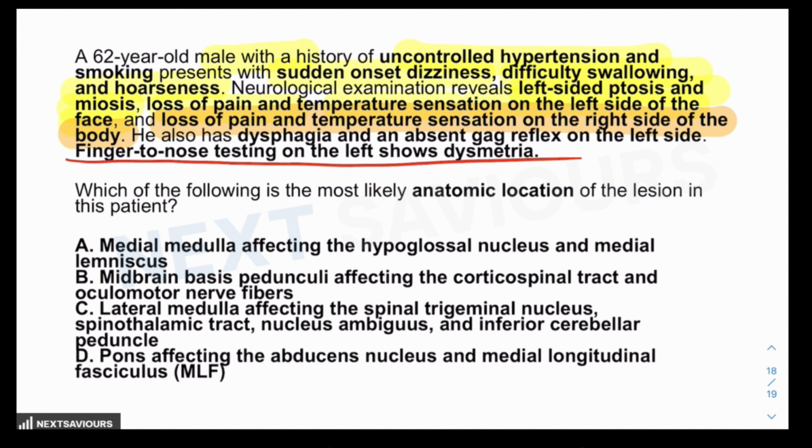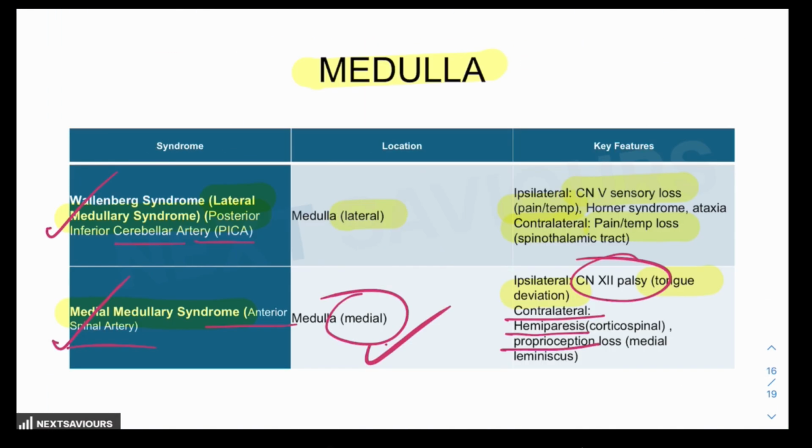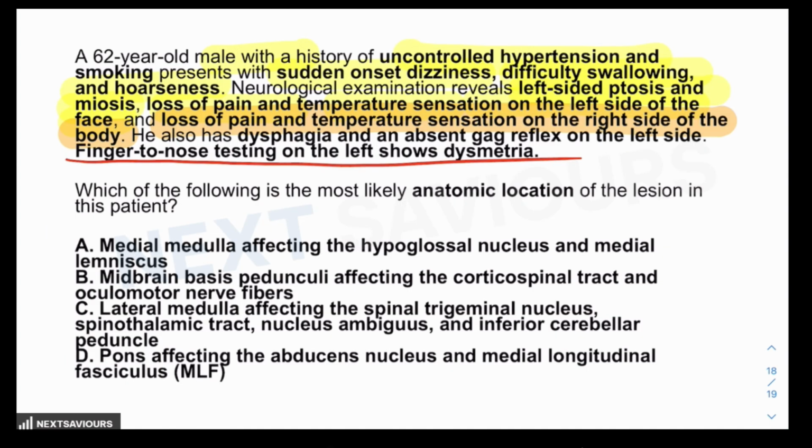So, the classical presentation is consistent with Wallenberg syndrome, that is lateral medullary syndrome, which results from a lesion in the lateral medulla, usually due to the occlusion of the posterior inferior cerebellar artery. Out of the four options provided, the correct answer for this one is C, where the lateral medulla is affected, the spinal trigeminal nucleus is affected, the spinothalamic tract is affected, nucleus ambiguus is affected, and inferior cerebellar peduncle is affected. Basically, it is a question on Wallenberg syndrome which is made difficult for more clarification.